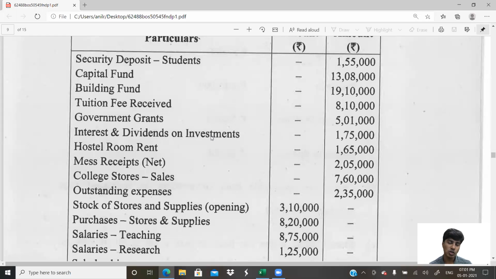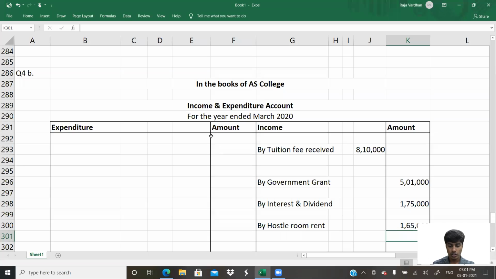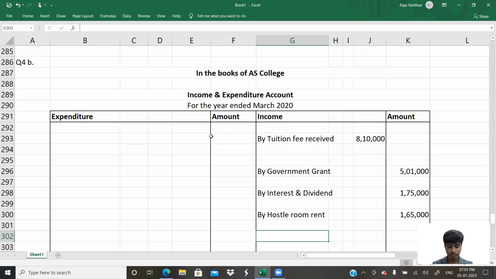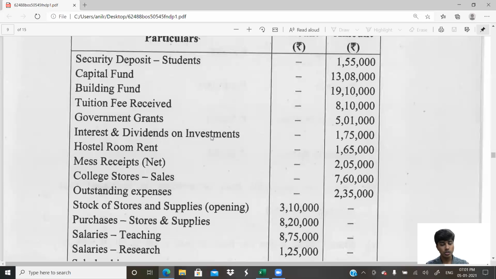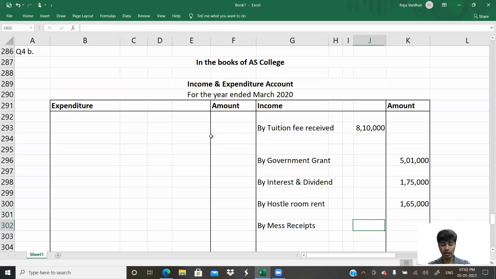Next, mess receipts. So there is a mess or a canteen there, and from there they've collected some money. Mess receipts is 2,05,000. So I'll write here by mess receipts. They could have given the net amount. Have they given the net? So this is after deducting the payments. So it's okay, fine, that's cool. 2,05,000. That's actually very sweet of them.